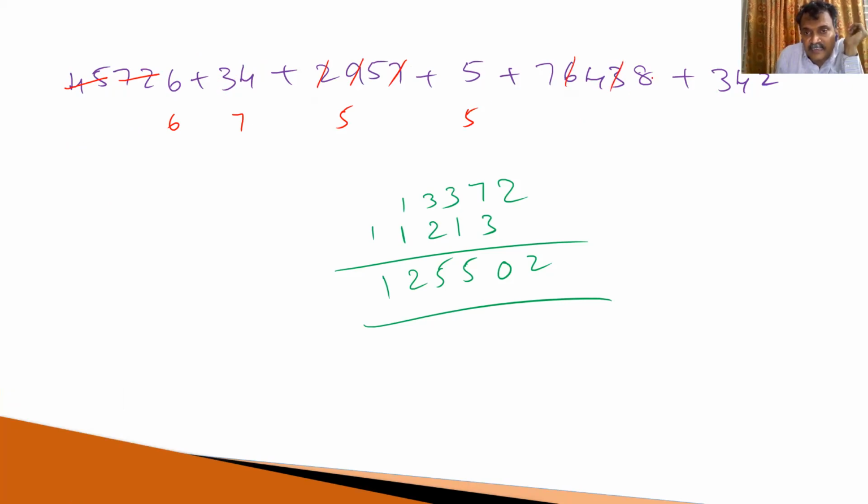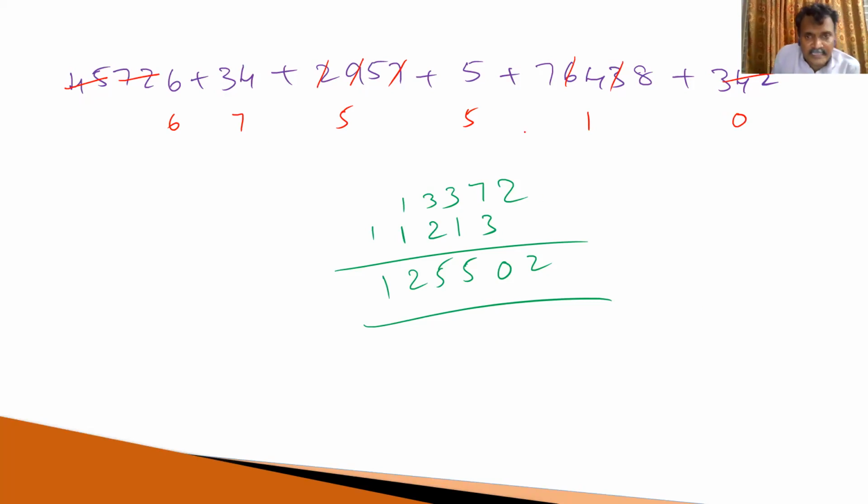6 and 3 cancel. 8 and 4. 2 plus 7, 9, 19. That is equal to 1 plus 9. 1 plus 9 is equal to 10. So this is equal to 1. And what is the digit sum of this number? So this is equal to 0.